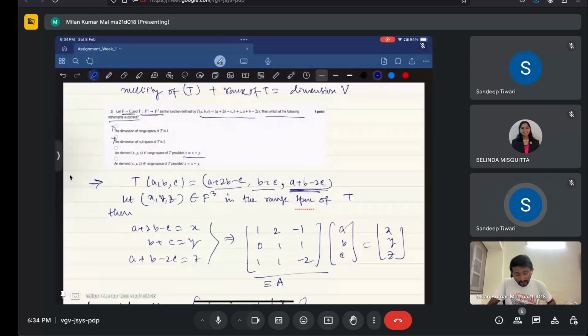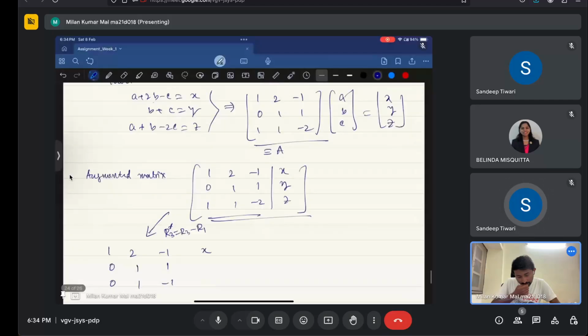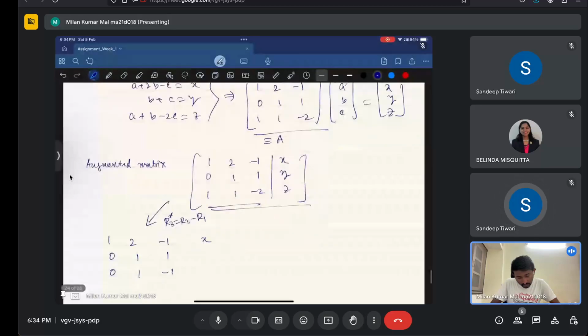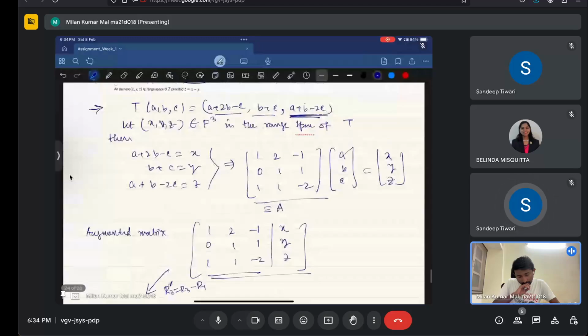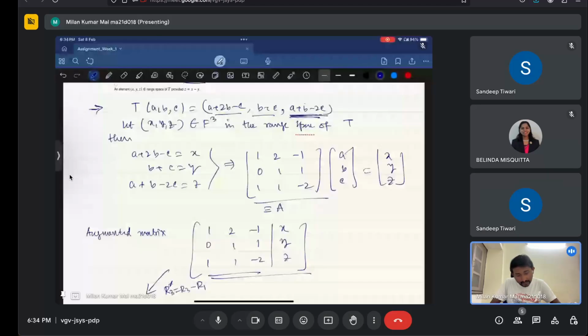Okay, clear. So if we subtract row 1 from row 3, what will we have? We'll have minus 2 plus 1, this will be minus 1. Okay, I think I'm making some mistake. A plus 2b minus c, b plus c, a plus b minus 2c. Then 1 2 -1, 0 1 1, 1 1 -2. So, sir, option D is correct. D is correct, that is clear from here.